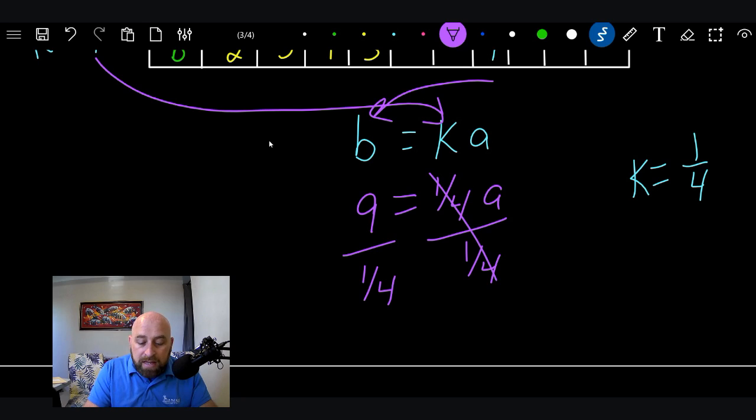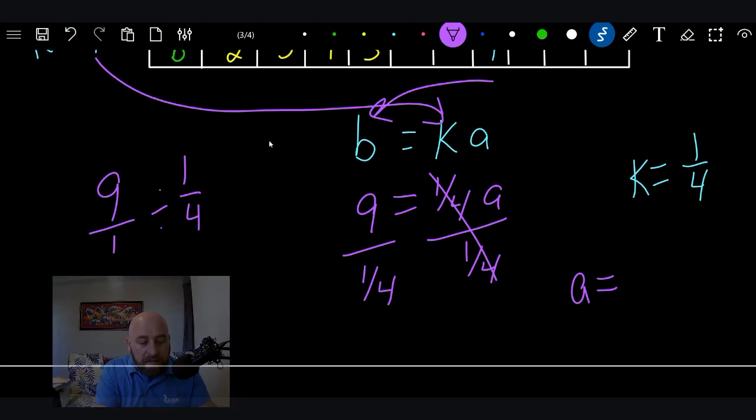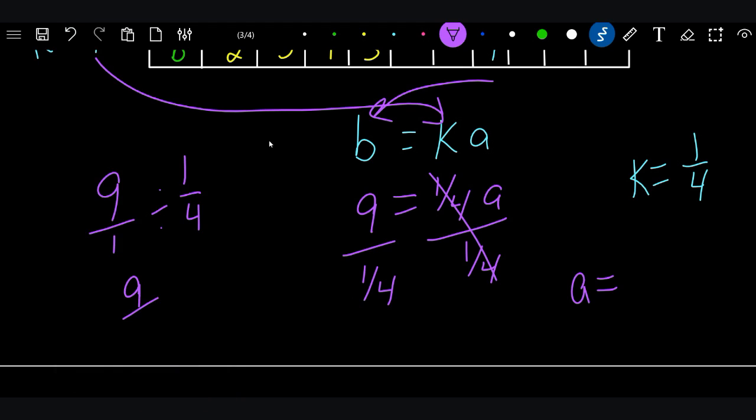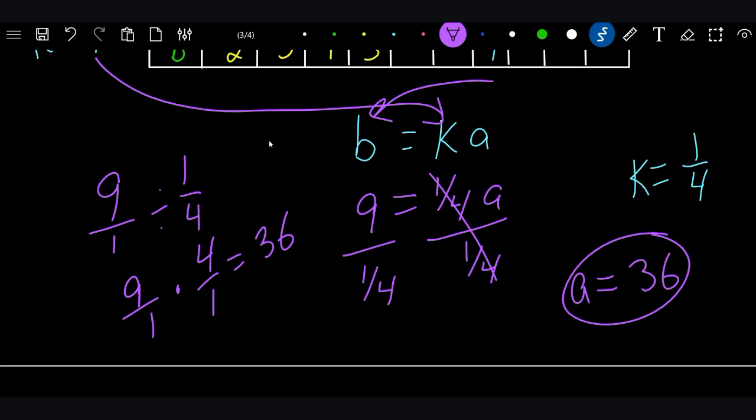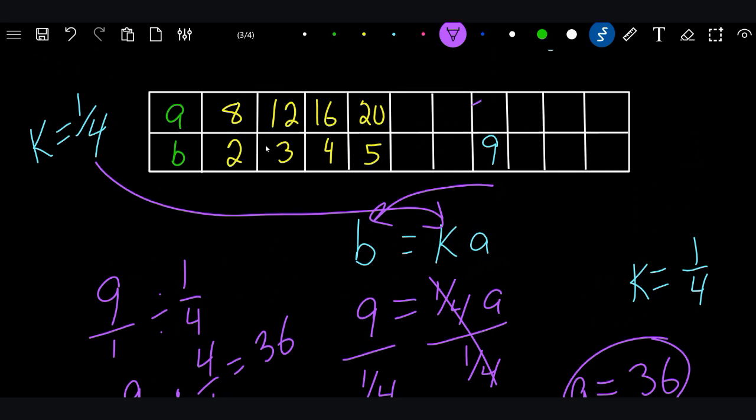That cancels that, and I get A equals this. Well, what is that? I don't know. Let's do it. 9/1 divided by 1/4. How do you do divided by 1/4? Well, you flip the second fraction and you multiply. 9/1 times 4/1. 9 times 4 equals 36. So in this case, A equals 36. So 36 would go there. Okay.